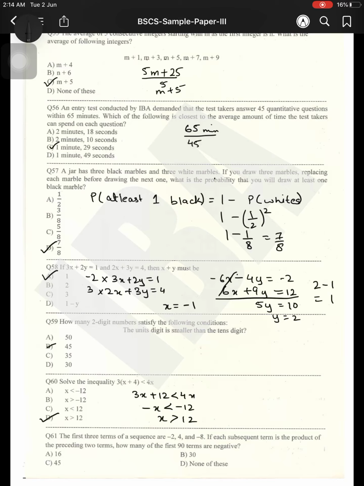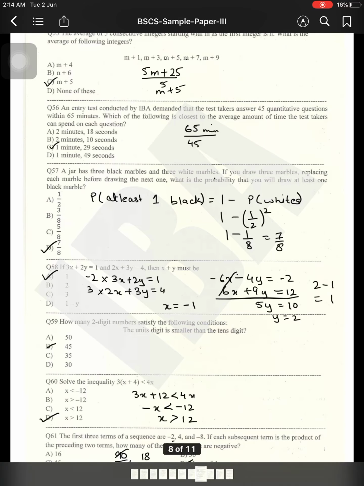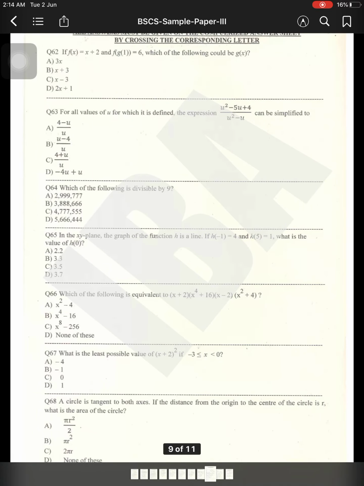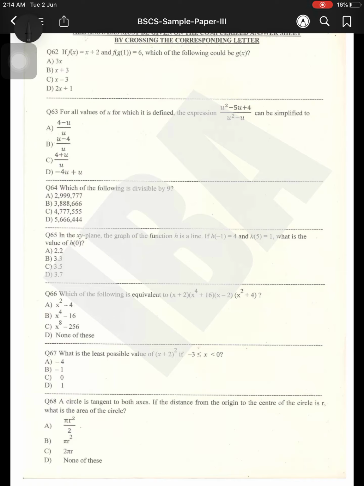In this next question, he says that the first three terms of a sequence are minus 2, 4, and minus 8, and each subsequent term is the product of the preceding two terms. How many of the first 90 terms are negative? So we know that in 10 terms, 5 will be negative, right? So that should be 18. So that is none of these, which is D.